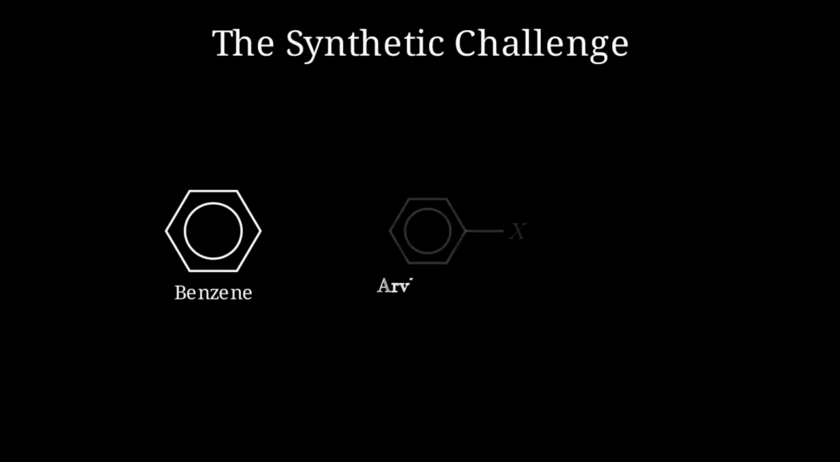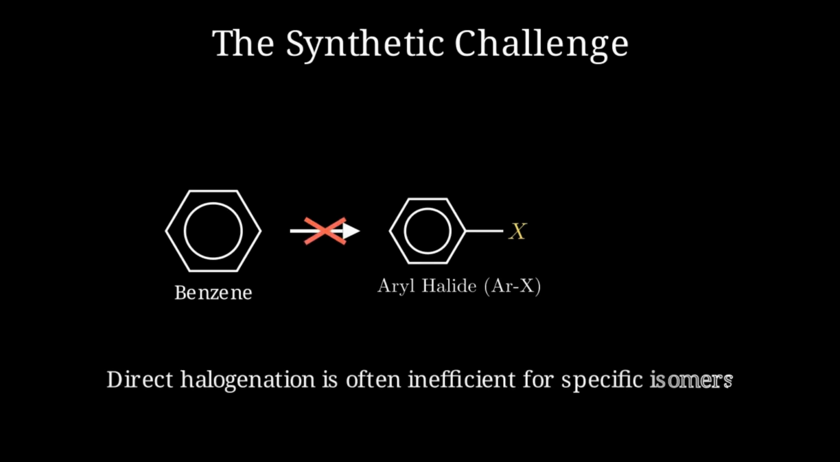Direct halogenation of benzene can be difficult to control for specific orientations. Diazonium salts act as versatile intermediates, allowing us to place halogens precisely where the nitrogen group once resided with high yield and purity.